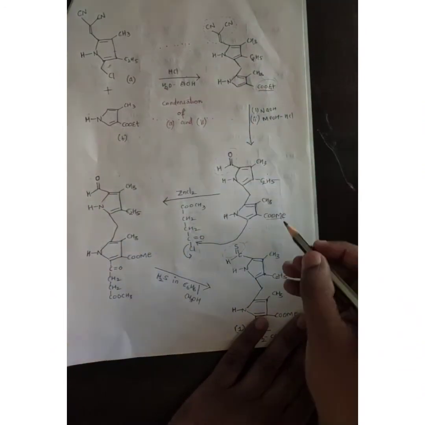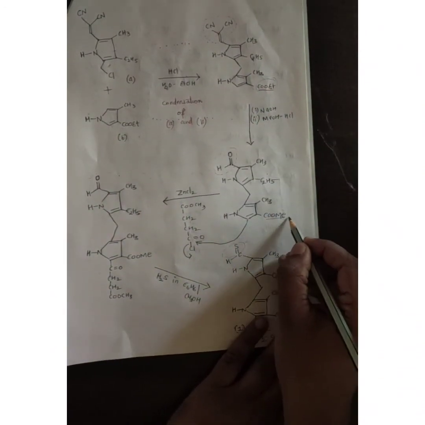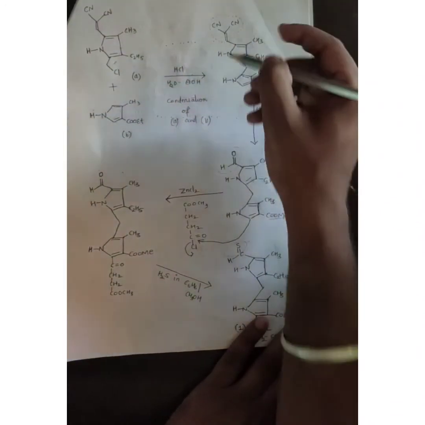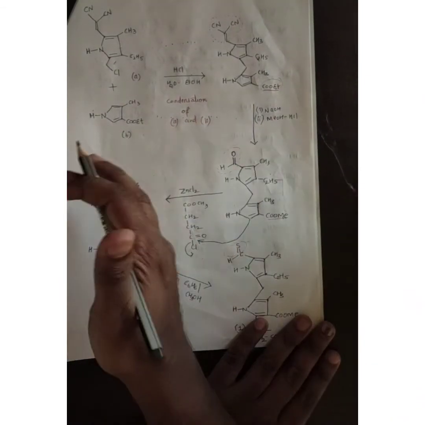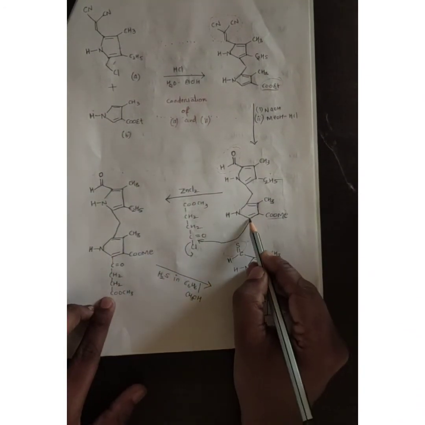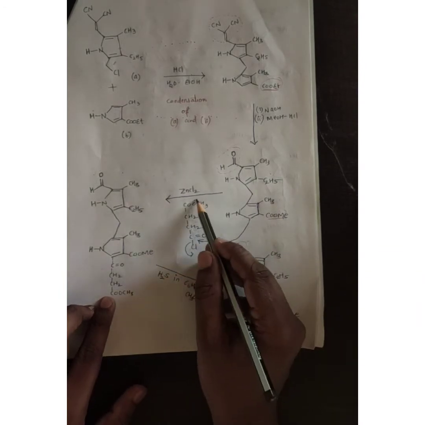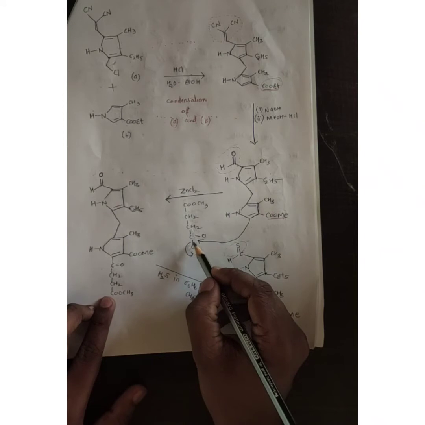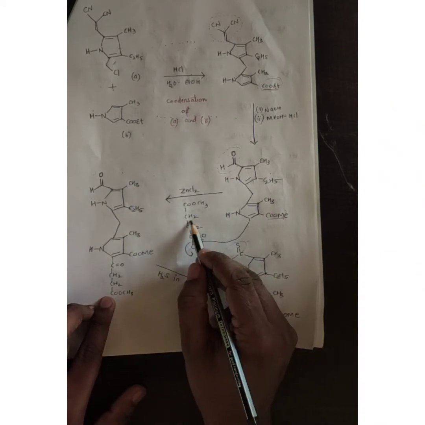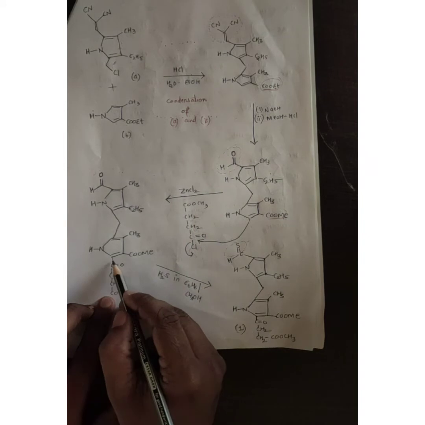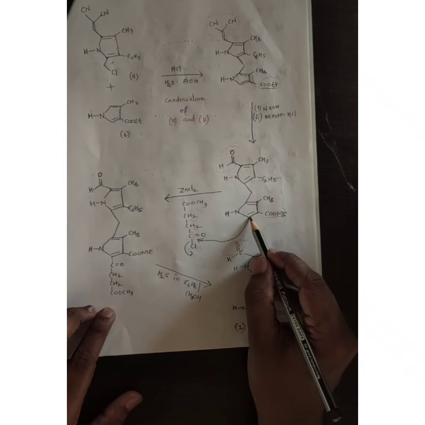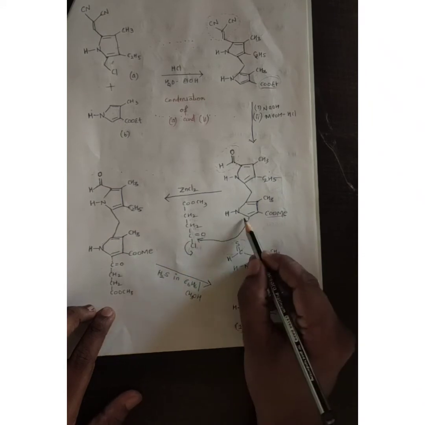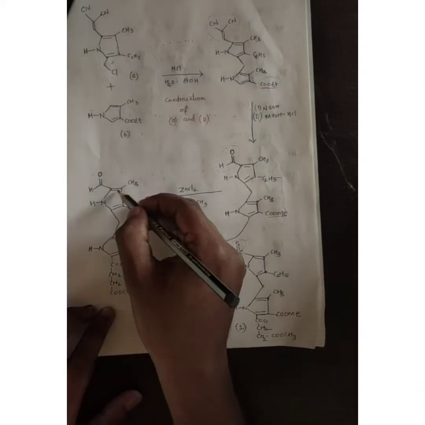The COOEt group is converted to a C double bond O OMe group, and this group is converted to an aldehyde group. That is the only change. From this step to the next, at the alpha position I'm going to introduce this part. It is very easy: a C double bond O CH2 COO CH3 group at the alpha position. So this Cl will go out, this carbon will get a positive charge, and this hydrogen is going, getting a minus charge, so it will attach here.